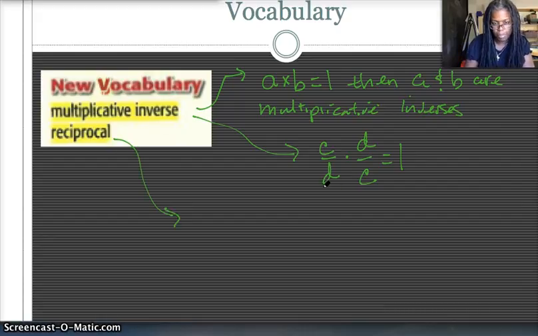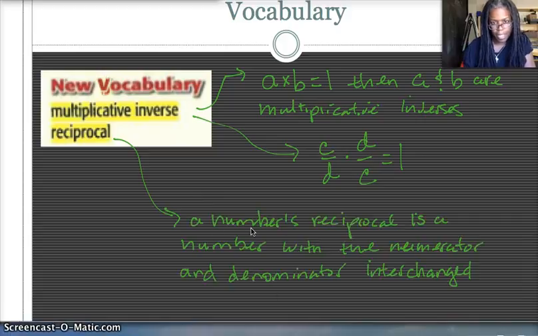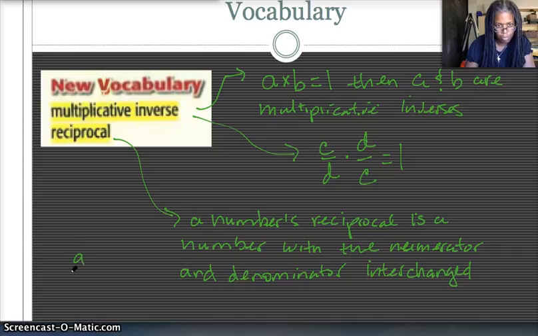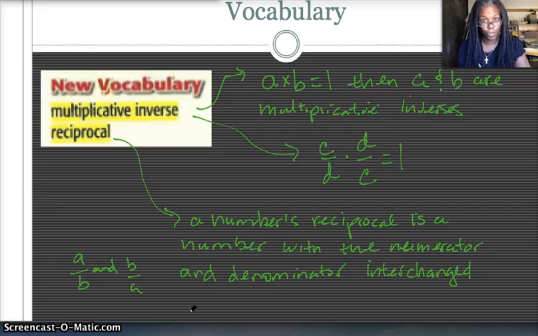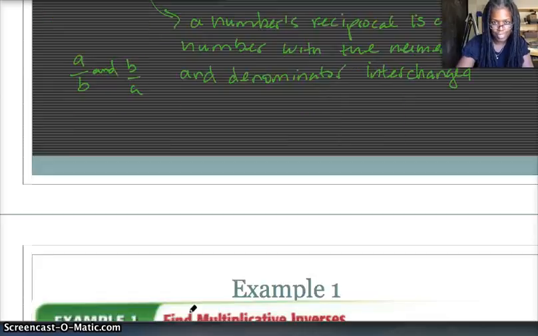So we see an example of a reciprocal. A reciprocal of a number refers to interchanging the denominator with the numerator. So a number's reciprocal is a number with the numerator and denominator interchanged. So you just have that flip there. A decent symbolic example would be A over B and B over A would be reciprocals of one another. Let's go on to a few examples.